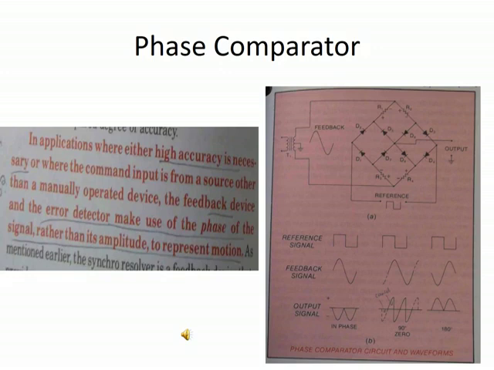So there will be the phase comparator. The phase comparators are utilized in industry. The reference signal includes a feedback signal, and the reference and the feedback signal make the comparison, and the output signal will be produced.